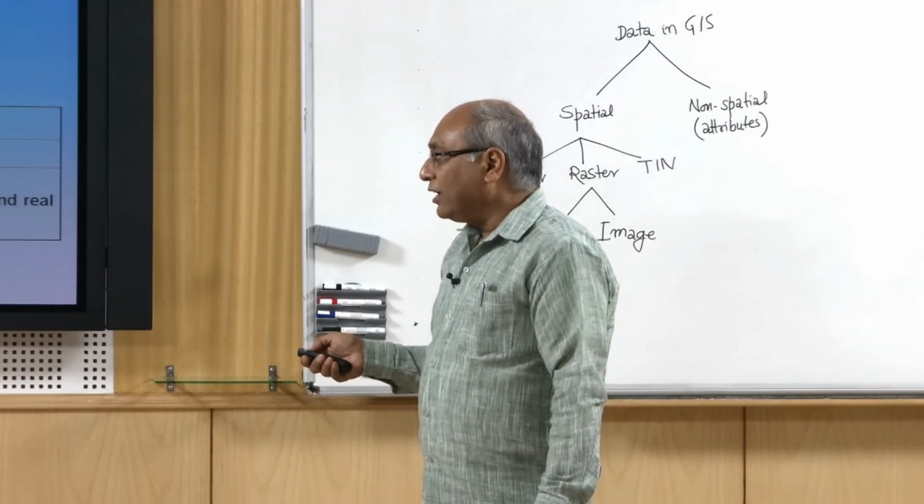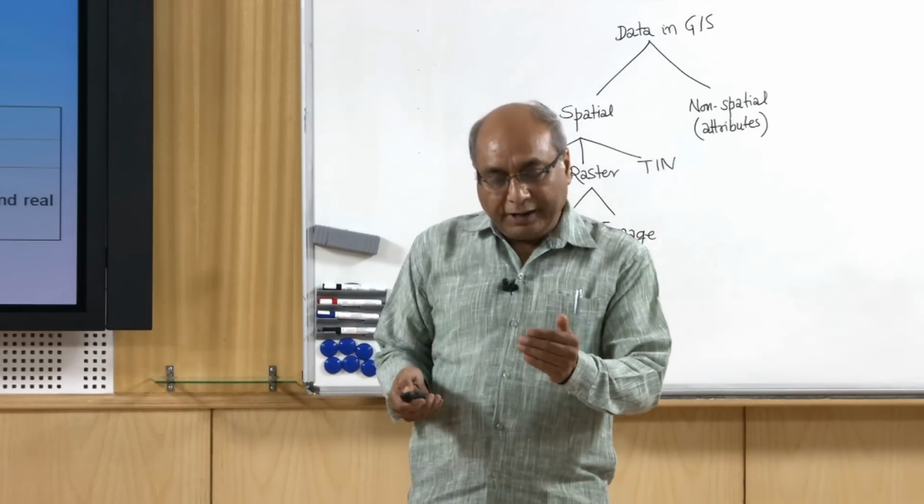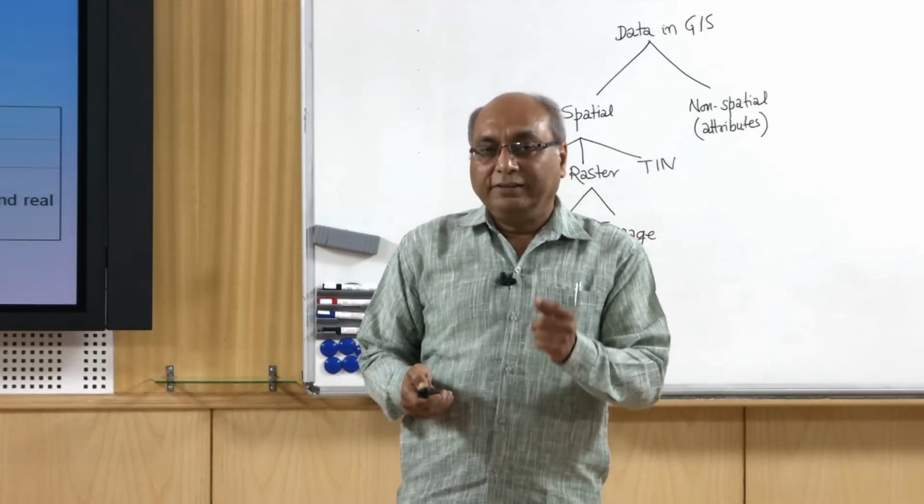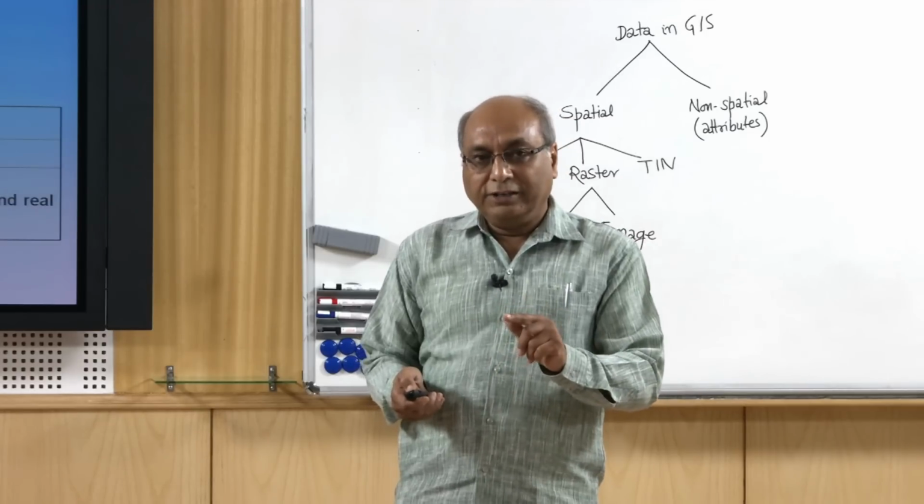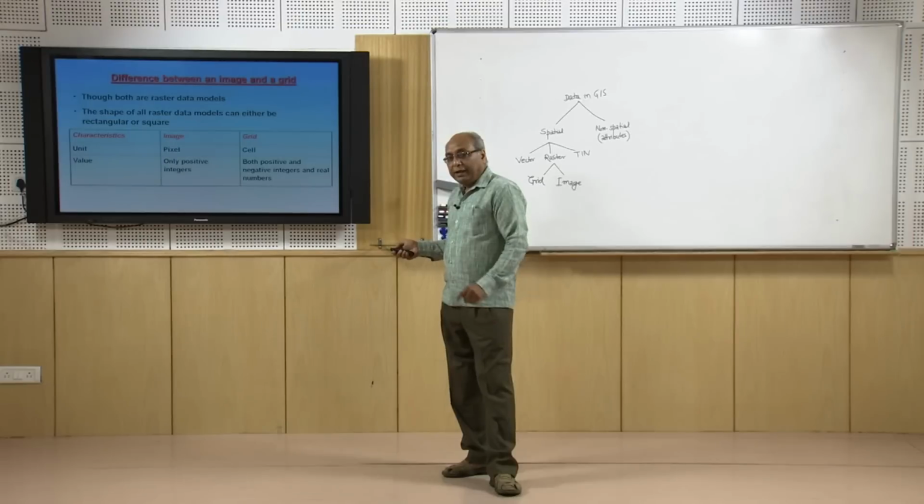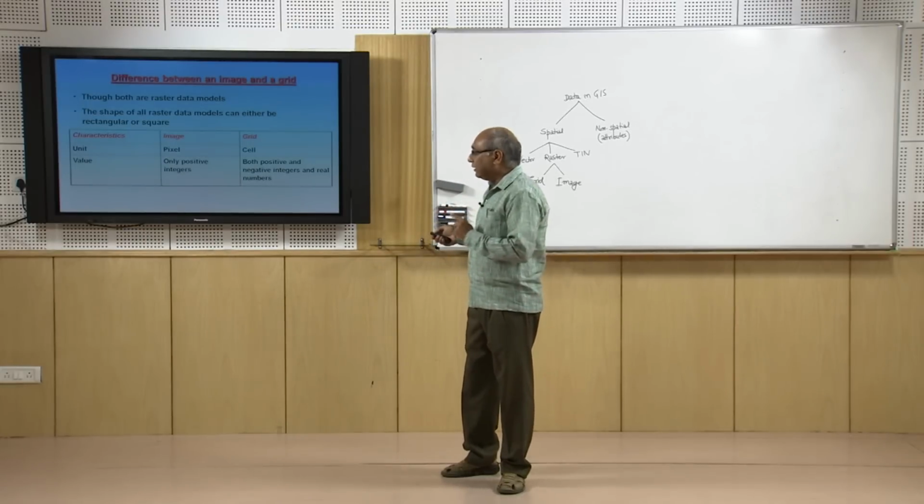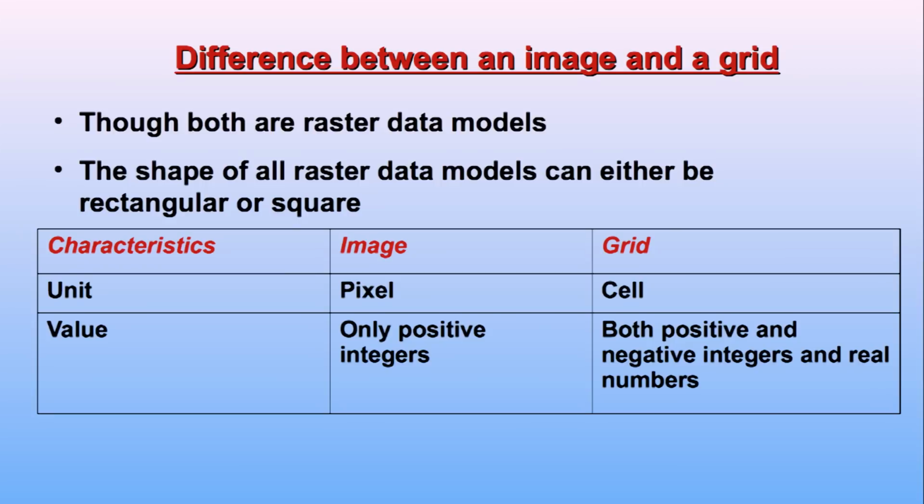When we say pixel, that means one is talking about an image, and once a person is talking about an image, the unit value of that image, that means the pixel value, has to be a positive integer value. And when I say cell value, that means I am talking about a grid, and the cell value can be either positive or negative integers or real values.